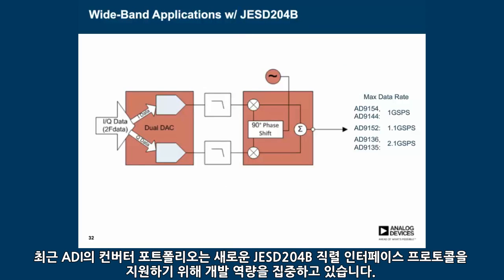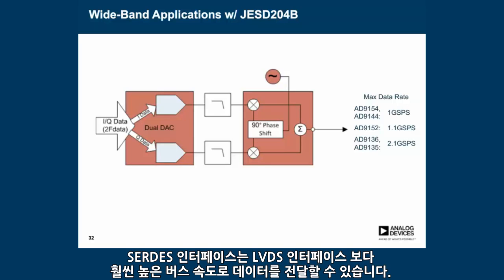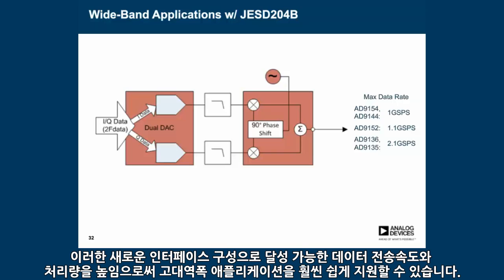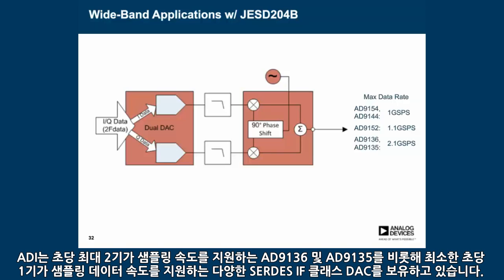Recently, ADI's converter portfolio has begun to focus on developments that include the new JESD204B serial interface protocol. The SerDes interface provides the capability to pass data at much higher bus rates than is feasible with the LVDS interface. By increasing the achievable data rate throughput rate, higher bandwidth applications can be supported much easier with this new interface configuration. ADI has a variety of SerDes IF class DACs that all support data rates of at least 1 gigasample per second, with the AD9136 and AD9135 supporting up to 2 gigasamples per second.